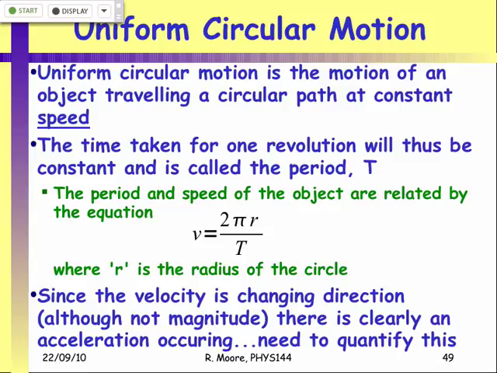Okay, so we'll stop there, and we'll do circular motion and finish off kinematics on Friday.